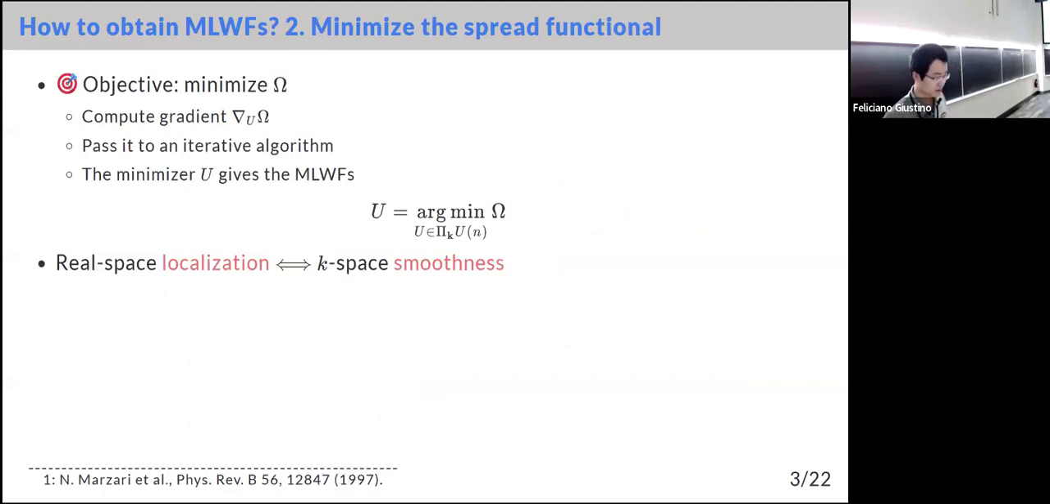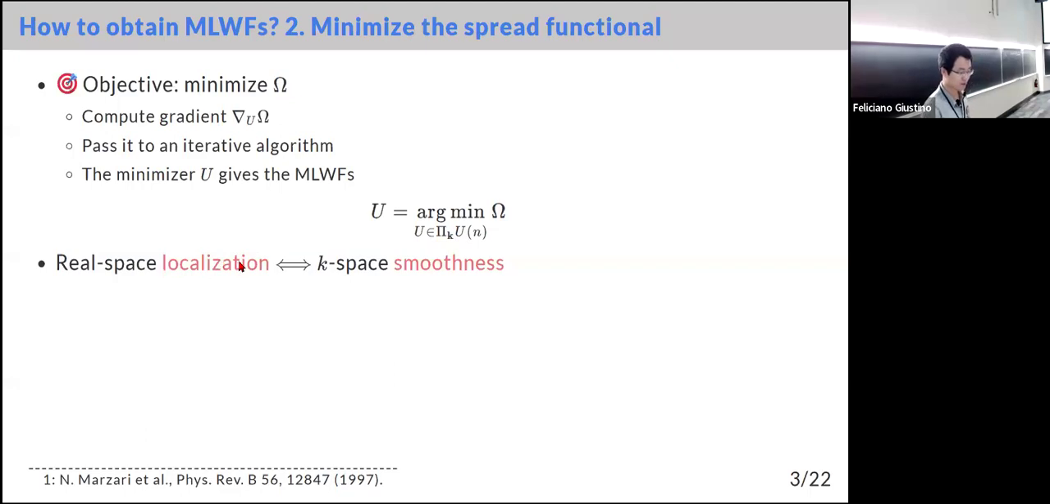Then our second objective is to minimize the spread functional. To do this, we need to compute the gradient. I'm not showing you the formula for the gradient here, but essentially it's just algebra. Once we have this gradient, we can pass it to an iterative algorithm, and then the minimizer will give us the maximally localized Wannier functions. Specifically, we're minimizing the spread functional on a matrix manifold, if you're mathematically oriented. This is the matrix manifold of unitary matrices, so it's a constrained minimization.